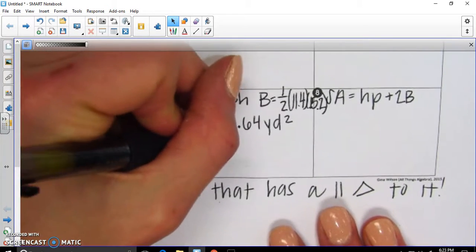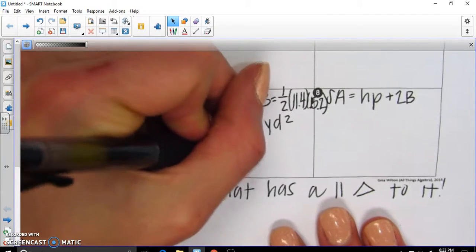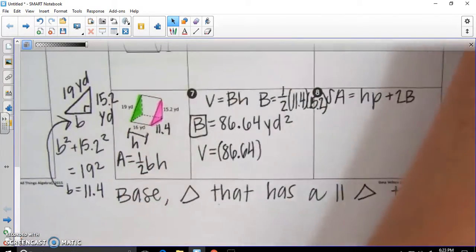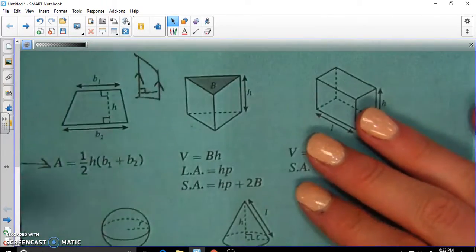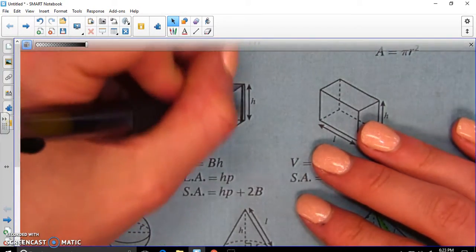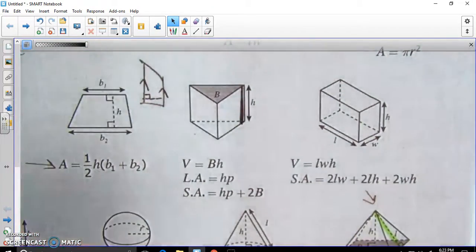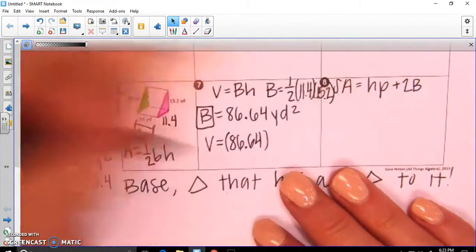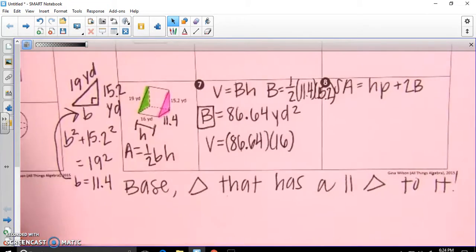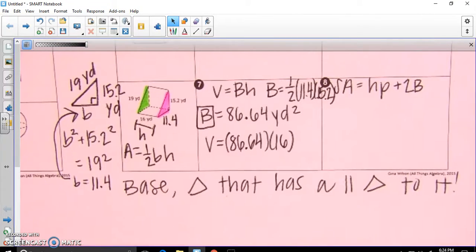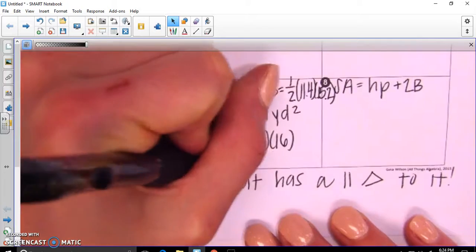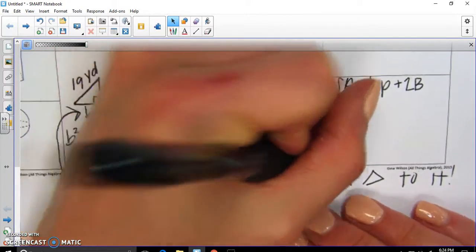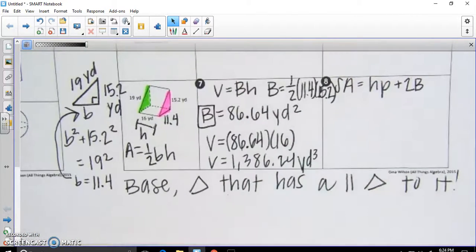So volume is just 86.64 times the height, which again, the height is the distance between the two prisms. You can see that also in the formula sheet. Height is the distance between the two. Yes, it's vertical, but it's really the distance between the two bases. It doesn't always have to be vertical. So we'll do that times 16. And let's see what we get for volume. We should get the volume is 1,386.24 yards cubed.